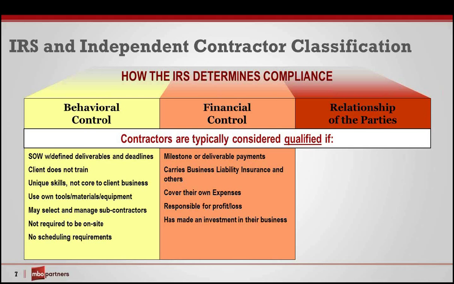So this is the reverse of the other two examples that I gave, because this demonstrates that if the IC has risk, they are more independent, less employee-like. And the less risk the IC actually faces is a good indicator that the client does not have financial control of the engagement or the IC's business.